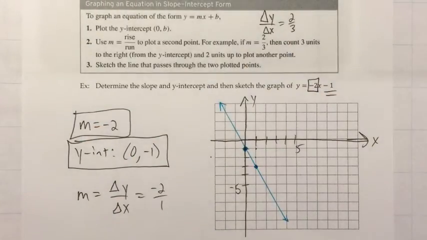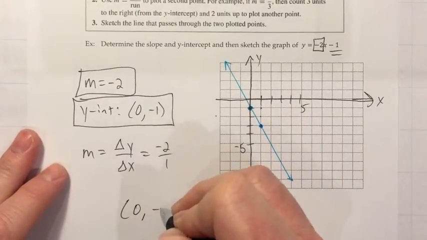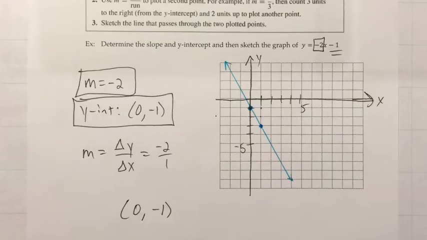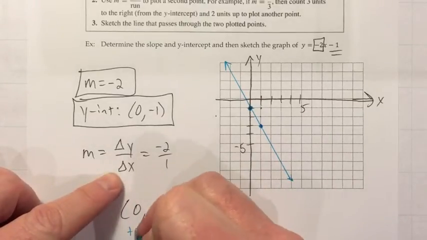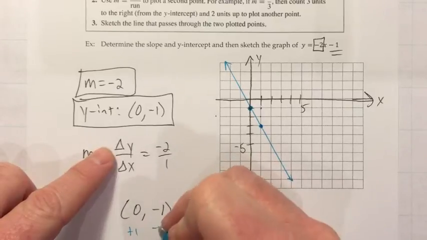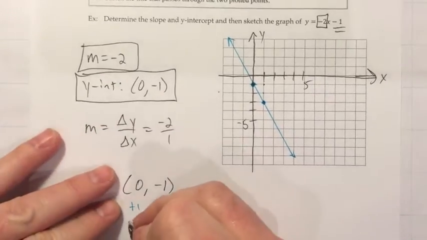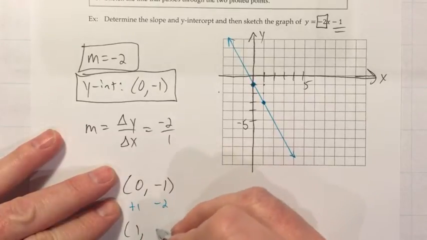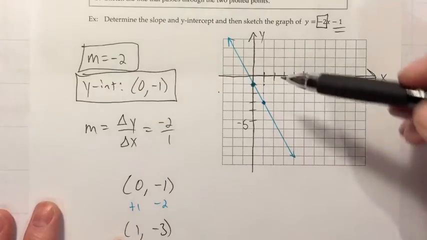And again, you only have to do this one way, but I'll show you the other way just as confirmation, and so you're comfortable with both. That was our starting point, and then we're going to change x by 1, so we're going to add 1, and we're going to change y by negative 2. And when you do that, 0 plus 1 is 1. Negative 1 minus 2 is negative 3, so that should have been where we ended up with our second point.